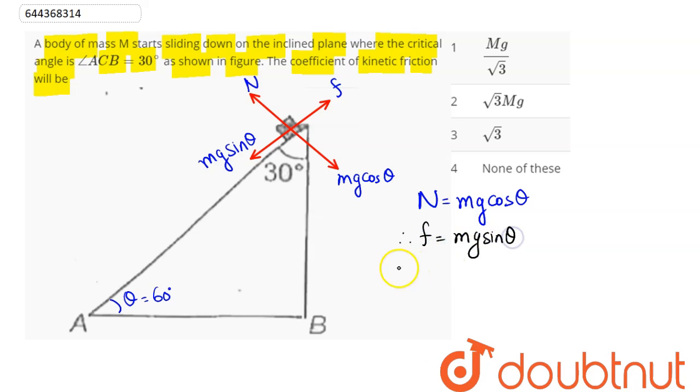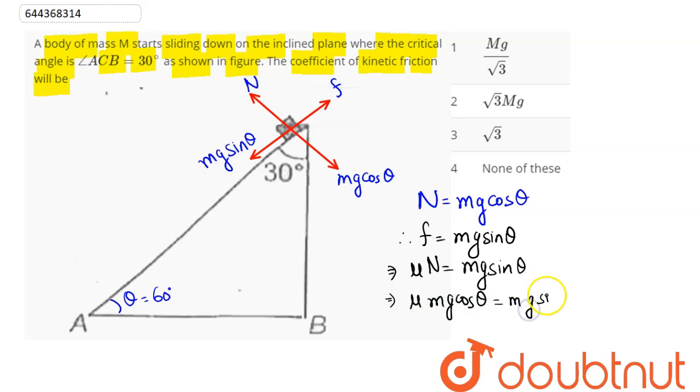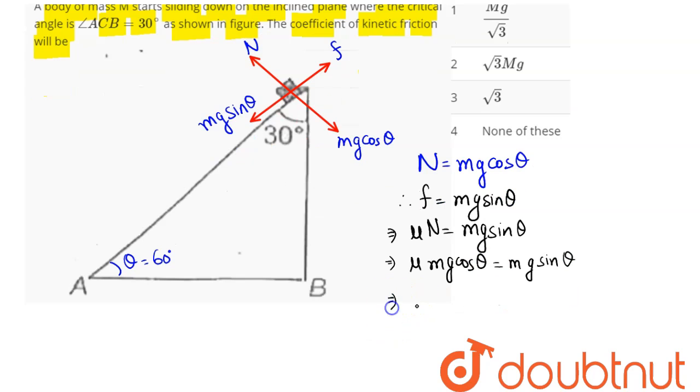So we can say here friction, which is equal to mu into n, comes here as mg sin of theta, and normal reaction here we have as mg cos of theta. So we can say this is balanced by mg sin of theta, hence mg cancels out. So we have the value of mu as sin by cos, which is equal to tan theta, and theta here is equal to 60 degree. So this 60 degree is our angle of repose, hence tan 60 comes as root 3.